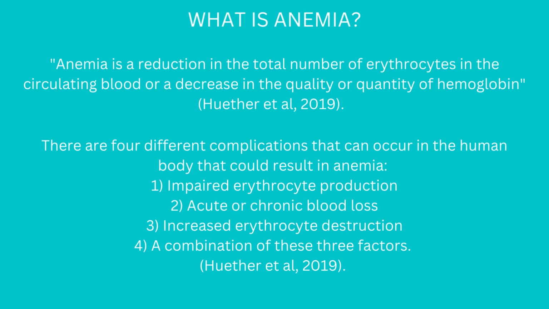There are 4 different complications that can occur in the human body that could result in anemia. The first one is impaired erythrocyte production. 2. Acute or chronic blood loss. 3. Increased erythrocyte destruction. Or 4, which is a combination of all 3 of those factors.